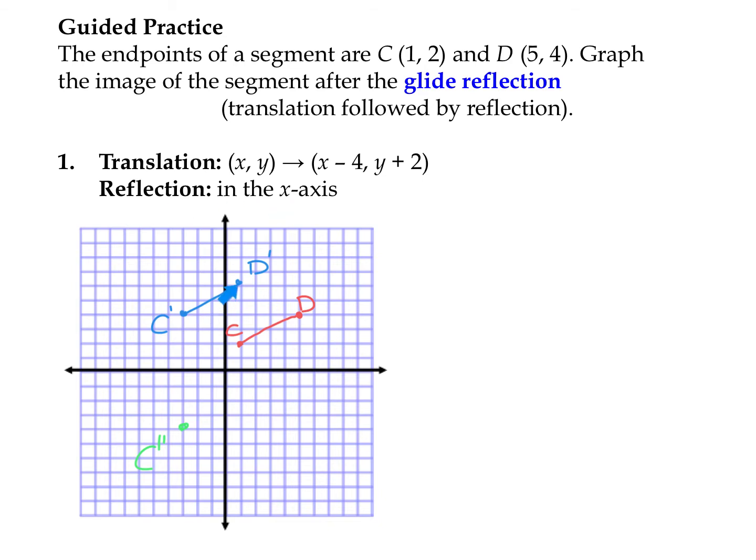And then D prime is going to go 1, 2, 3, 4, 5, 6 units above. Now it's going to go 1, 2, 3, 4, 5, 6 units below. So we're going to have D double prime, okay, right there. D double prime, and we connect those. Again, double prime notation, okay. C goes to C prime then goes to C double prime, following the translation and then the reflection.